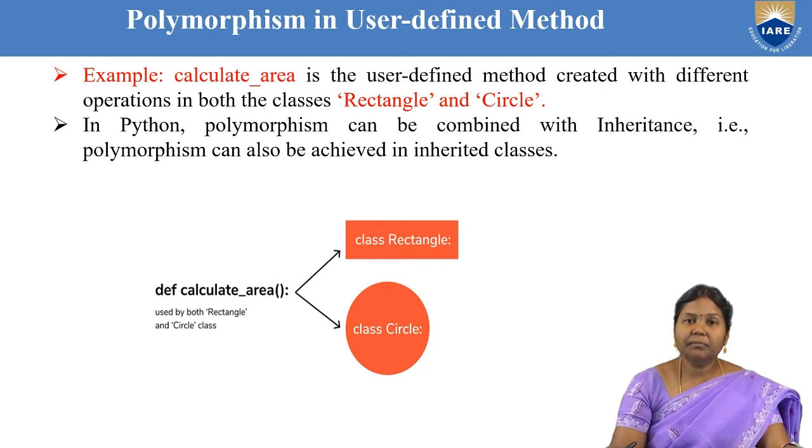Polymorphism can also be combined with inheritance, so that polymorphism can be achieved through inherited classes. That means a method can be defined once and can be used in different classes, using the inheritance concept. In this way, using polymorphism, we can achieve code reusability in Python. We can write the code once and use it multiple times. This is called the DRY principle of Python, that is, don't repeat yourself.